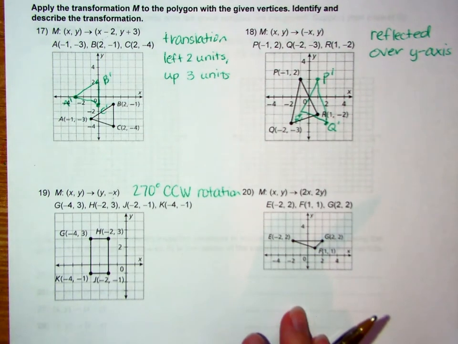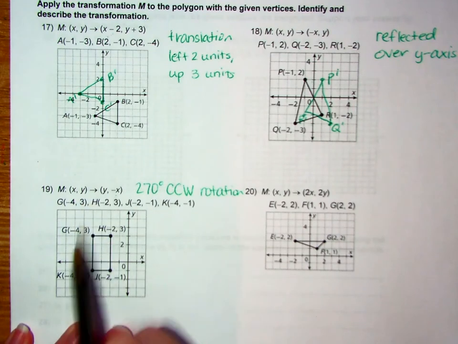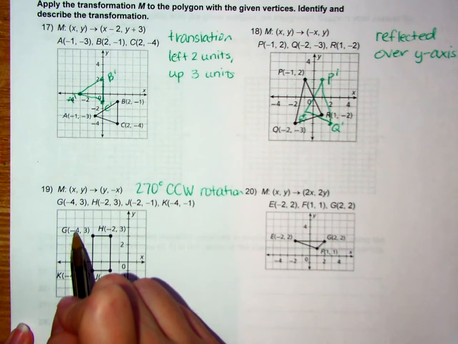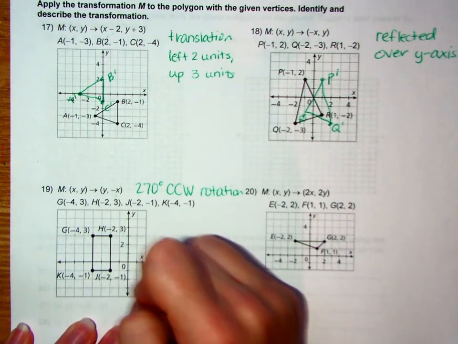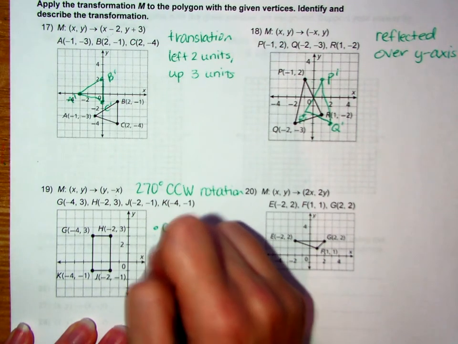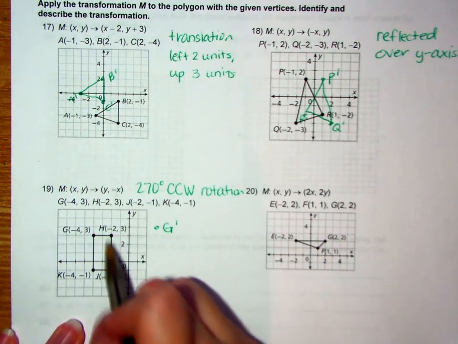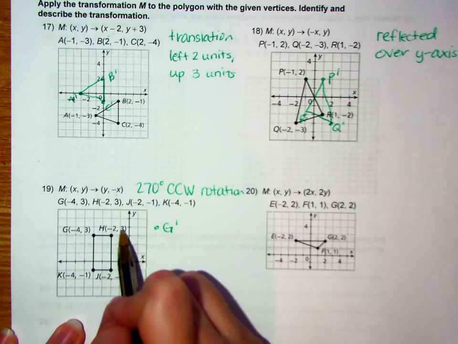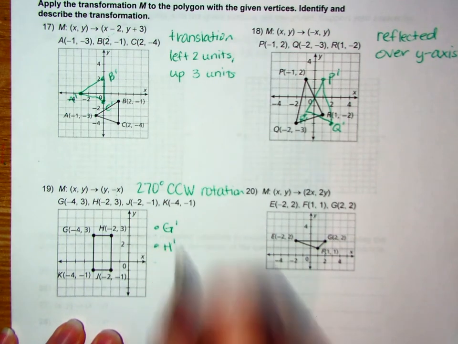Now to do this type of rotation, you're basically going to take each of these, find the opposite of x, and switch them. So 270 degrees, find the opposite of this x, makes that positive 4, and switch it, 3, 4. So we got 1, 2, 3, and then we're going to go up 1, 2, 3, 4. That is where my G prime is going to be. For H, 270 degrees, find the opposite of x, that makes it positive 2, and we're going to switch them. So it's going to be 3, positive 2. That's where my H prime is going to be.